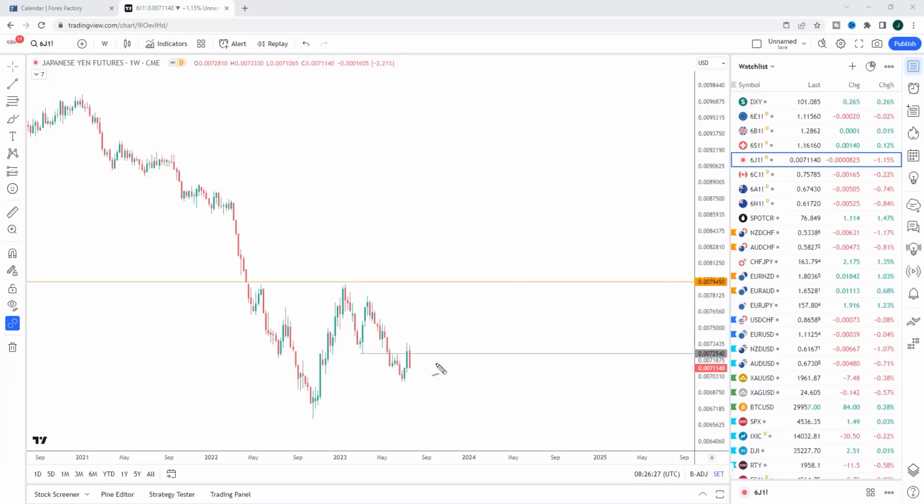I do like Japanese yen shorts, but I would be out of this just in case this kick starts the next leg up if the BOJ comes out on Friday and adjusts its yield curve control program. So I'd be out of yen short before Friday just to be on the safe side.